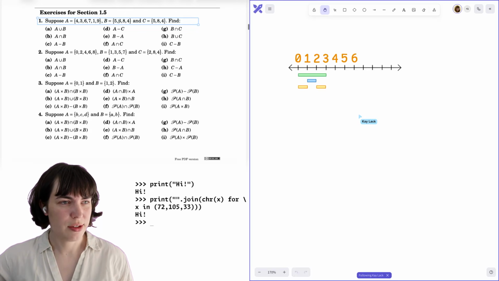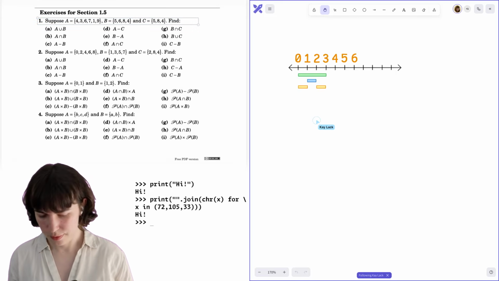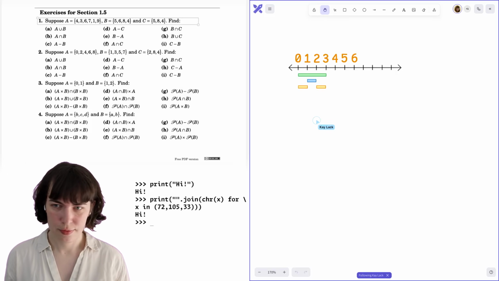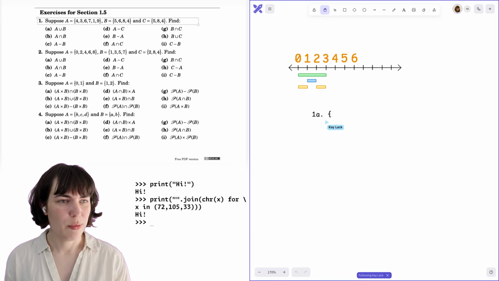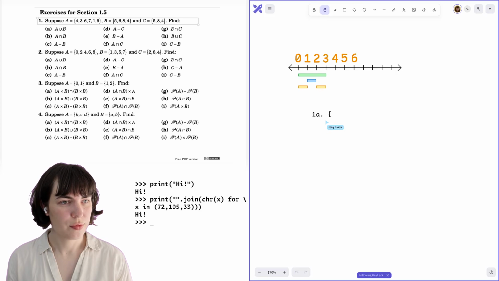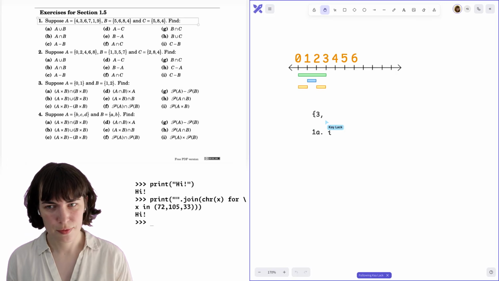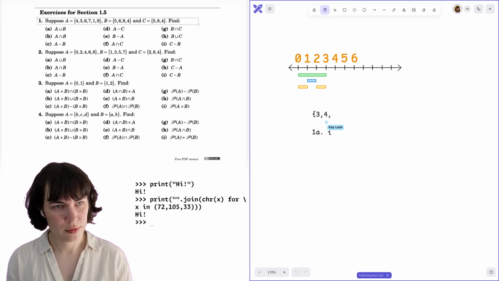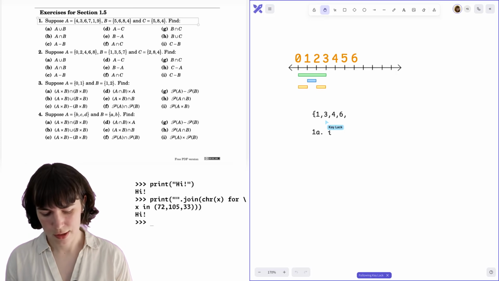Suppose A is this, B is this, and C is this. Find A union B. Let's try a couple of these and see how they go. So if it's A union B, then, in fact, you know what I'm going to do? I'm first going to sort them, just because it'll make it easier for me to see. A is 1, 3, 4, 6, 7, 9.